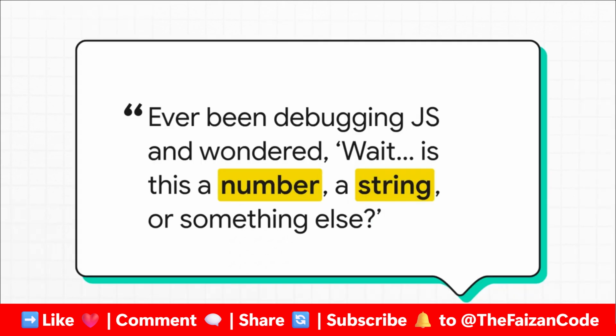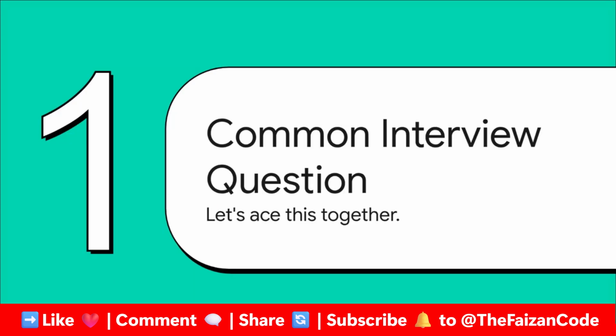Oh man, we've all been there, right? You're staring at a line of code, totally stumped on why it's not working, and then it hits you. The data you're getting isn't what you expected at all. It's a classic developer moment. And because it's so fundamental, this is a huge favorite for interviewers who want to check if you really know your stuff. But hey, don't sweat it. By the end of this quick explainer, you're going to have this down cold.